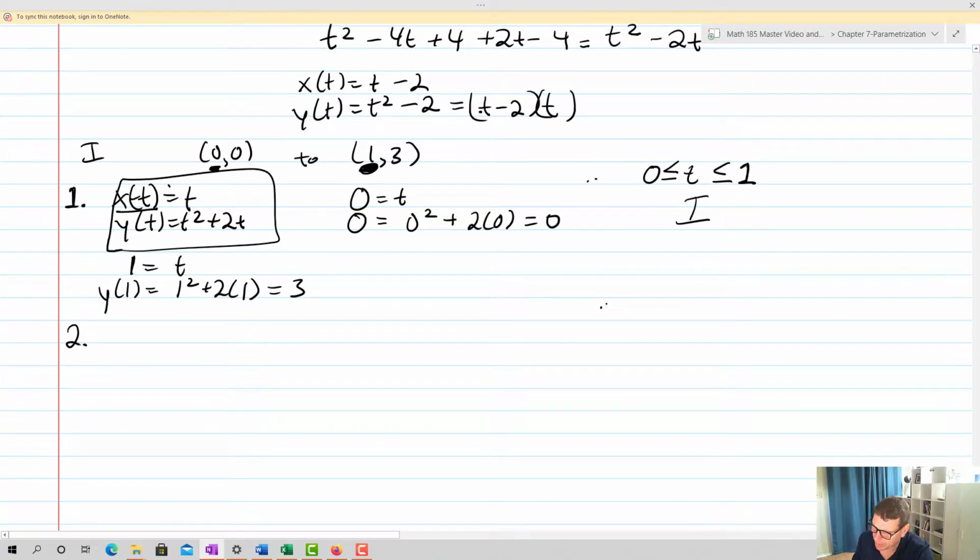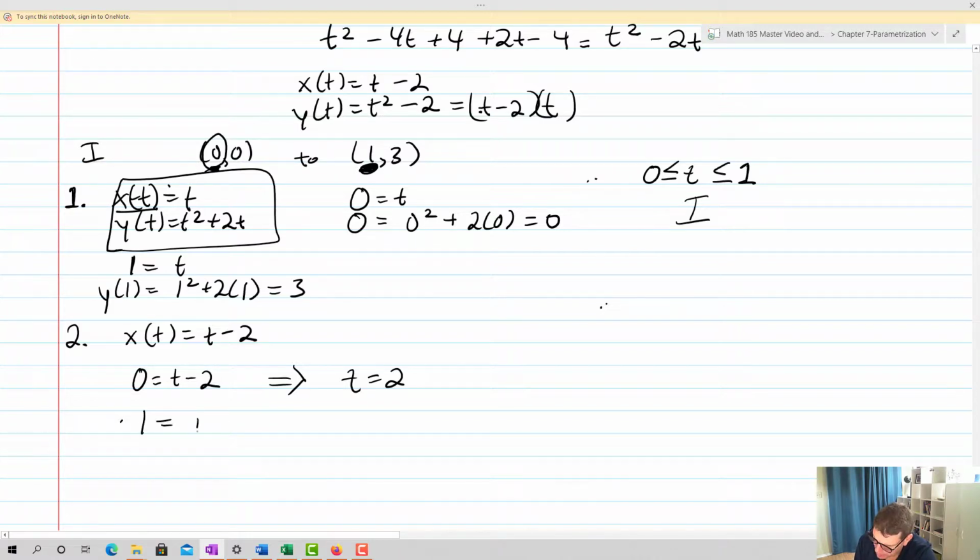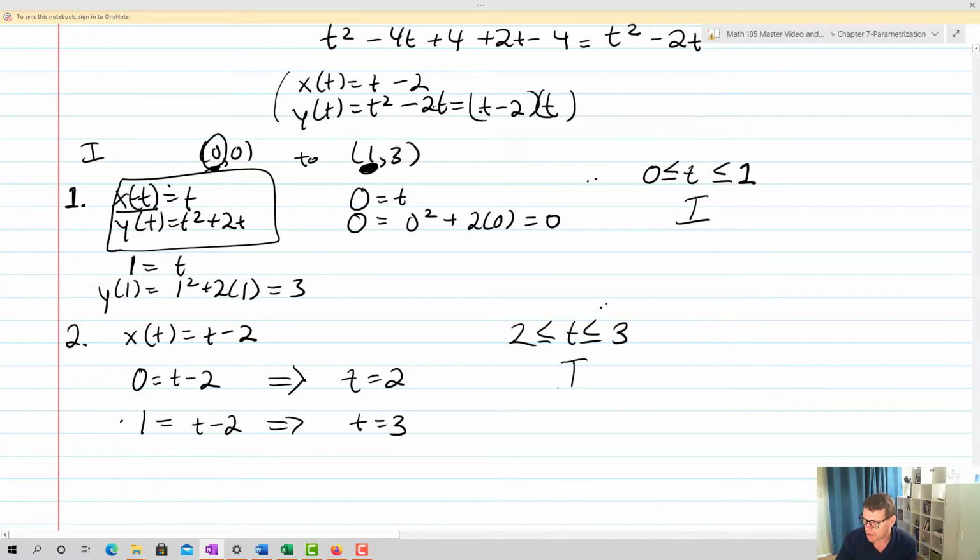Now, what about the second one that we have? So we got x of t equals t minus 2. So what I'll do is I'll let 0, my value for x, equal t minus 2. So that gives me that t equals 2 is the lower bound on my interval. Now for 1, we're now getting 1 equals t minus 2. And so that means that t equals 3. So this particular parametrization, x of t equals t minus 2 and y of t equals t squared minus 2t, is going to end up being t greater than or equal to 2 and less than or equal to 3. So what you can see here is by changing that parametrization for x, we get actually a different interval on which our parametrization is defined.